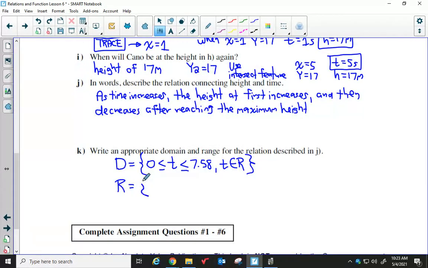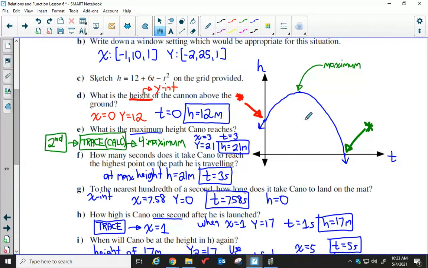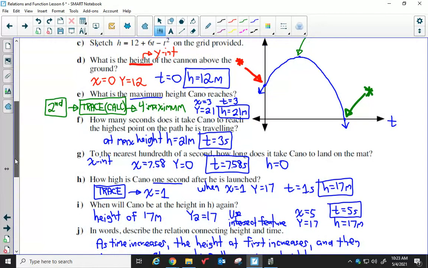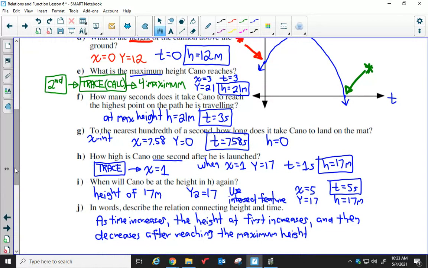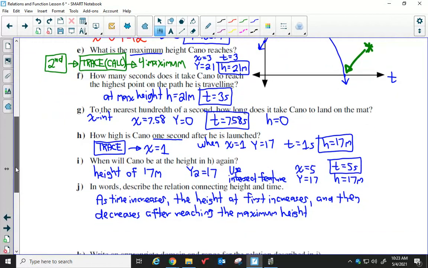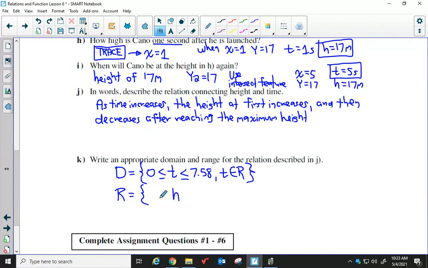The range. The smallest that the height can be is when you hit the mat, so that would be a height of 0. And the largest the height can be is at this maximum point at the very top. What was that maximum height again? 21 meters. So I would say that your height must be greater than or equal to 0, but less than or equal to the maximum, which is 21. And in that range, your height can be any real number.